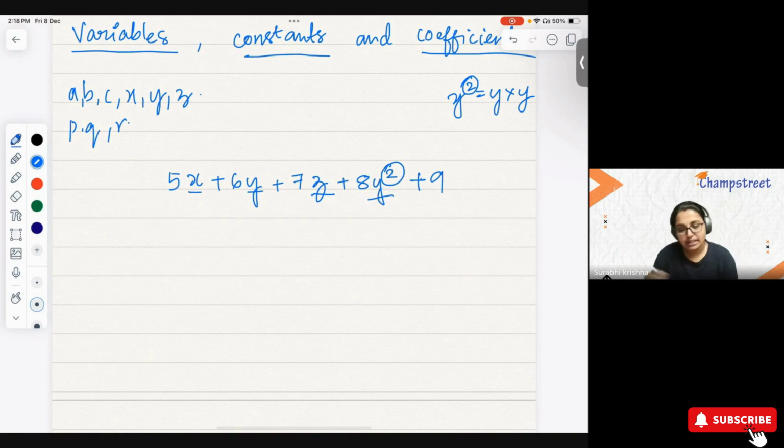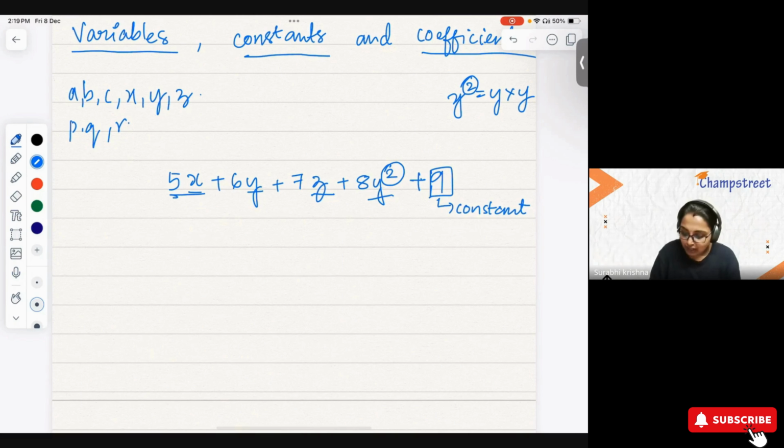So if you have another number 9, so 9 has no association with any variables. The value of this term, 9, is not going to change if we change any value of the variable, right? So 9 is going to remain the same. So 9 is the constant here. X, Y, Z are the variables. You can give any value to these variables, and thus the value of each term changes.